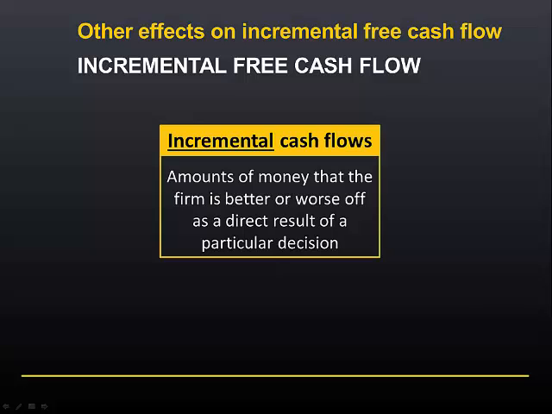Earlier in this topic, we talked about the importance of the term incremental. Incremental cash flows are amounts of money that the firm is better or worse off as a direct result of a particular decision. When we conduct an NPV analysis of a project, we don't actually calculate the NPV of all of the cash flows associated with the project. We calculate the NPV of the cash flows that will result from the decision to undertake the project, and therefore we get the NPV of the decision to proceed or not proceed.